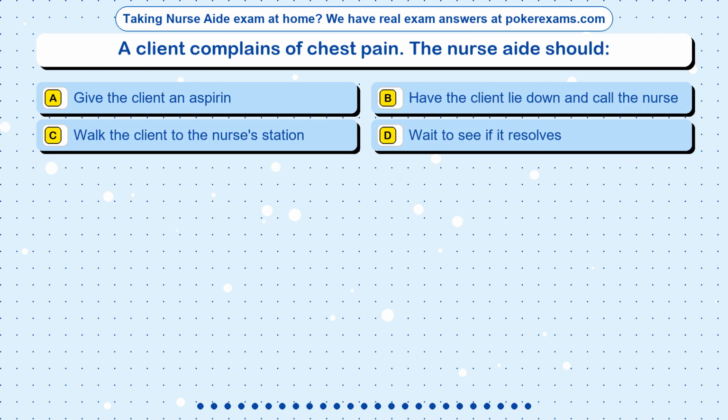Question 8. A client complains of chest pain. The nurse aide should: Option A. Give the client an aspirin. Option B. Have the client lie down and call the nurse. Option C. Walk the client to the nurse's station. Option D. Wait to see if it resolves.